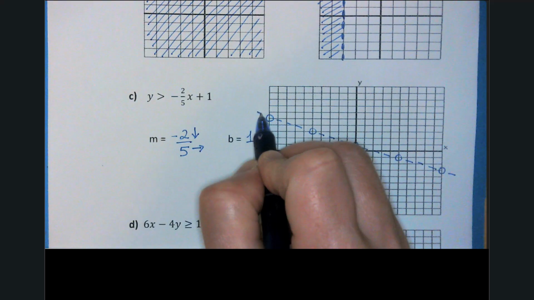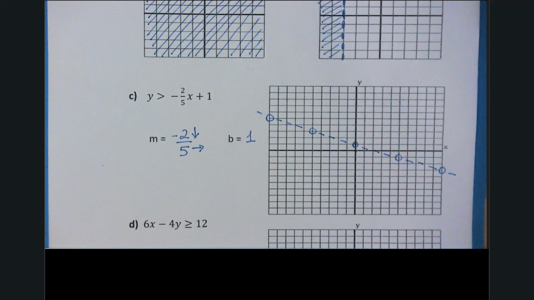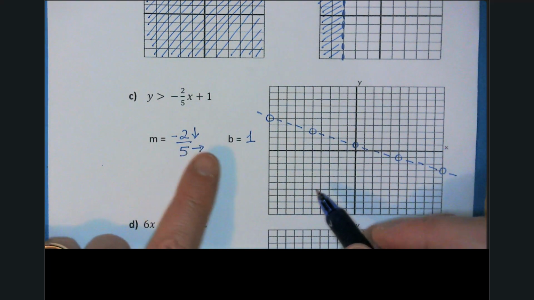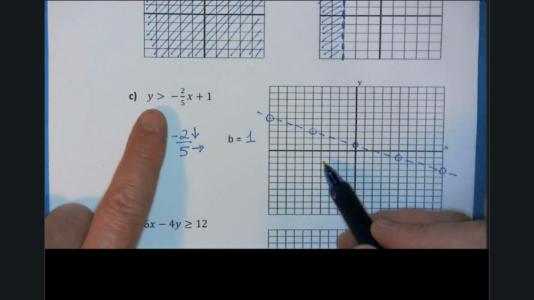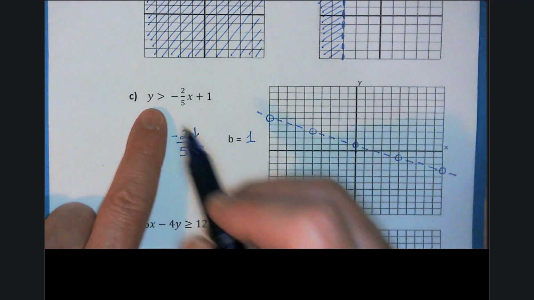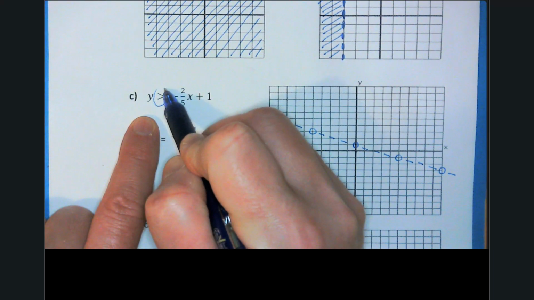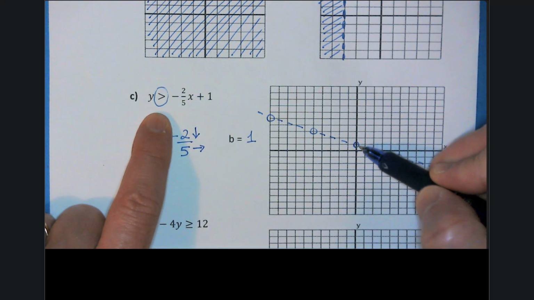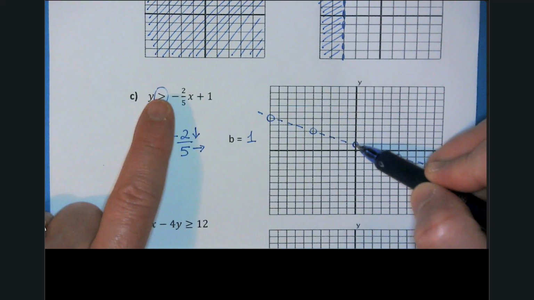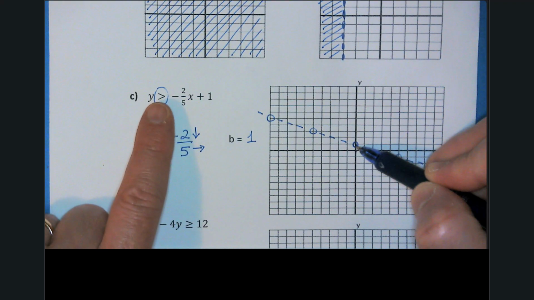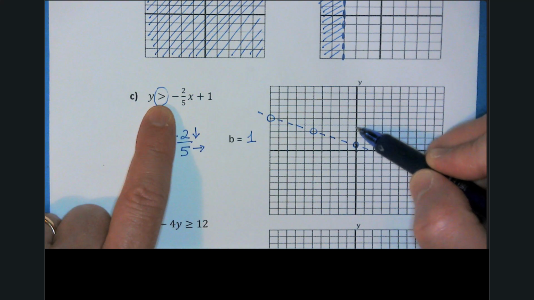And that is our graph. Now remember, another thing that we need to do with inequalities is we need to shade. And this symbol here means greater than. Okay, so looking at my y-intercept, I imagine that my y-intercept is an elevator, and I'm asking the elevator to go to a floor that is greater than I am right now. So basically the elevator is going to go up.